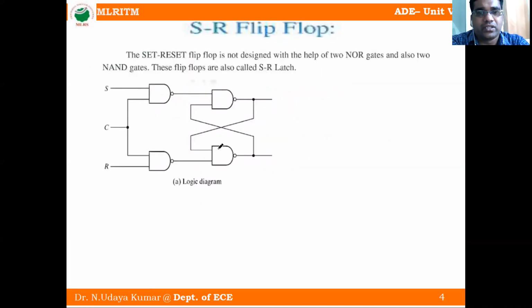This is the block diagram for the SR flip-flop. C here is the clock. The SR flip-flop is built using NAND gates. How many NAND gates are there? Four NAND gates. Here the output is Qn, and this one is Qn bar.